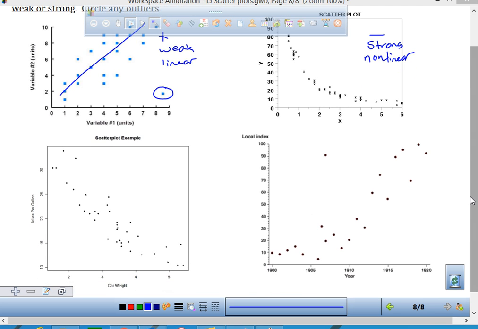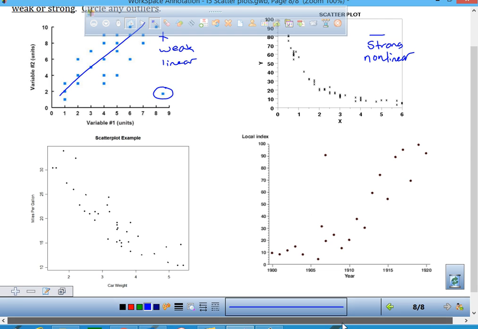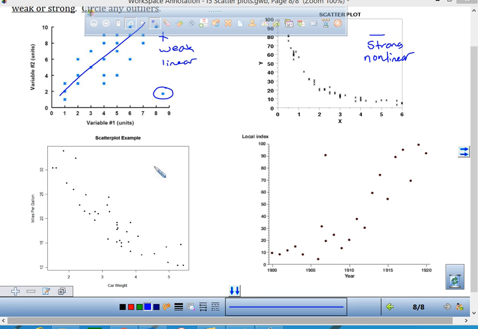Okay. Next one. Positive or negative? This one goes down to the right, so that's negative. Okay, strong or weak? Weak. And then linear or nonlinear? That's pretty linear. It goes down in a straight line. And then any outliers? Yeah, that one at the top. You could maybe say the one at the top, but it's not too far away.